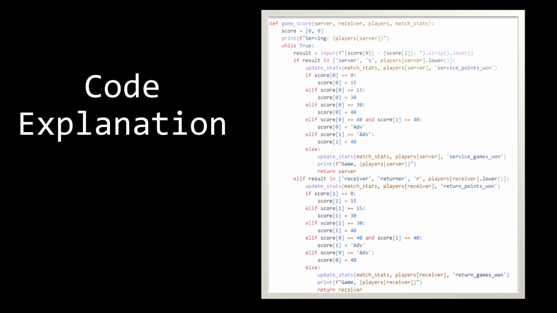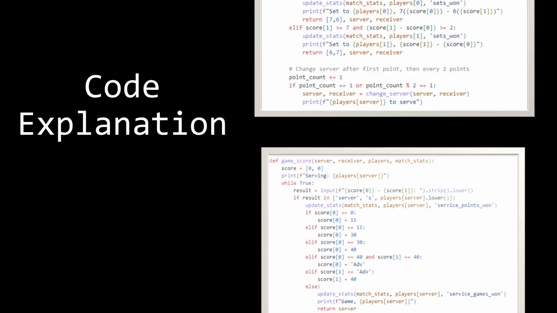The gameScore function emulates the point scoring of a tennis game. The user can input server, S, or the serving player's name to indicate they have won the point, and returner, receiver, R, or the returning player's name to indicate they have won the point. Upon a point finishing, the serve return point 1 stat is updated. Upon a game being won according to the rules of tennis, the winning player is returned to the setScore function and the serve return game 1 stat is updated.